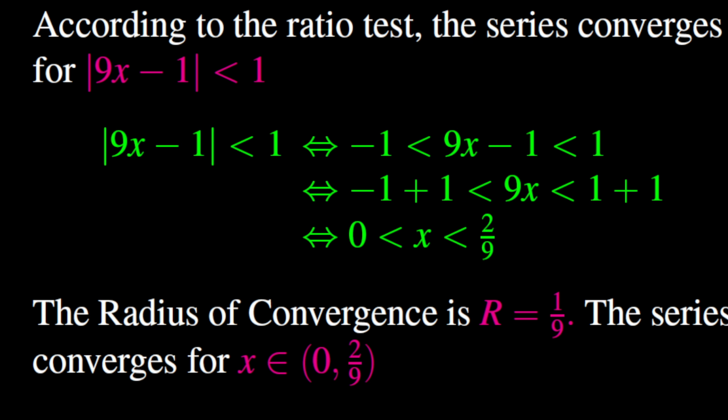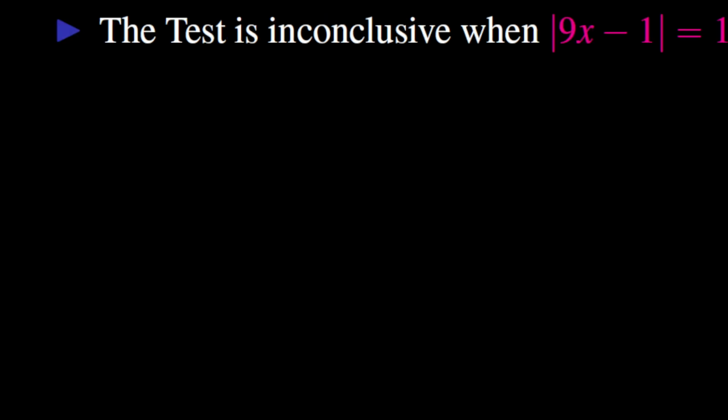Consequently, the radius of convergence is equal to 1 over 9. The series converges for x in the open interval from 0 to 2 over 9. The ratio test is inconclusive when the absolute value of 9x minus 1 is equal to 1. This means that the series may converge or diverge at the endpoints of the interval of convergence.